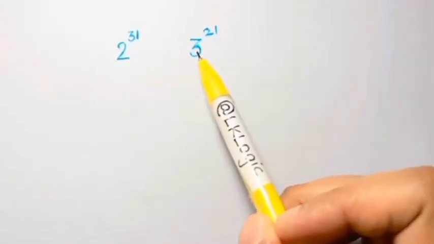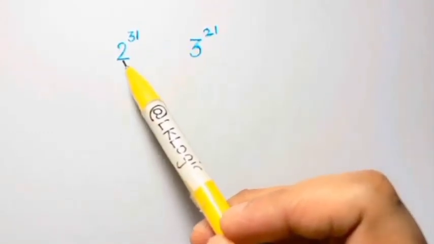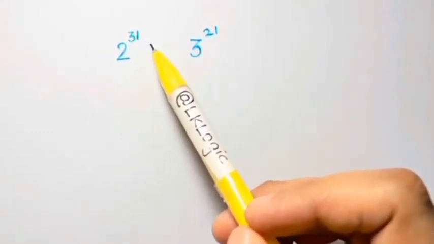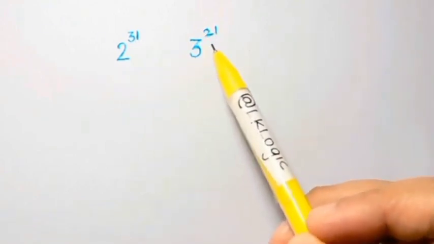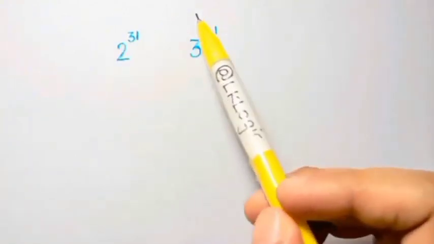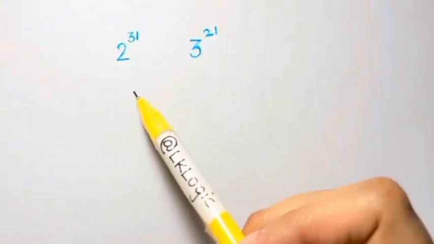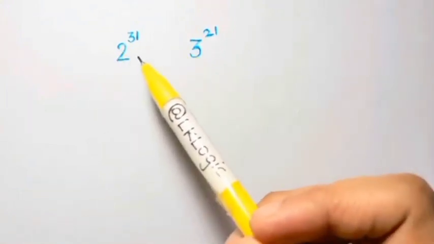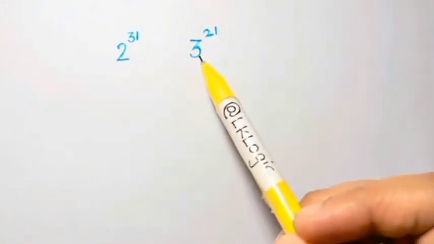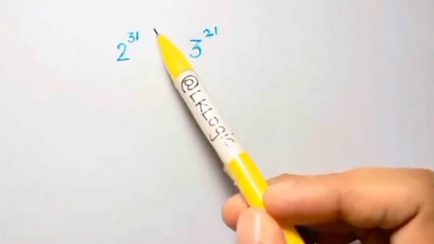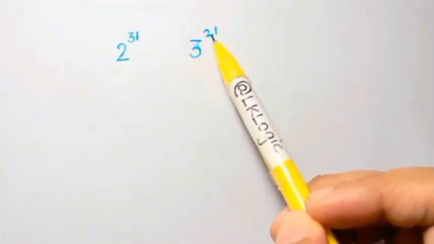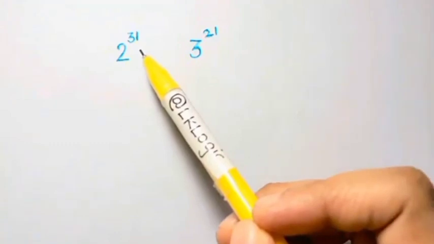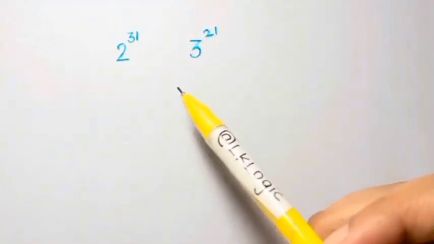...out which one is greater. Is it 2 to the power of 31 or 3 to the power of 21? So how should we do it? The first step is to do inspection. The bases here are different and the exponents also have different values. So what should we do first?